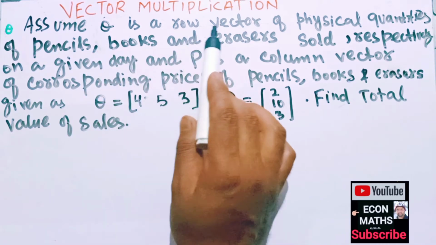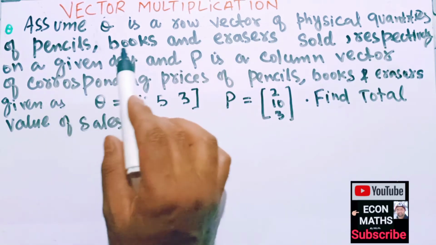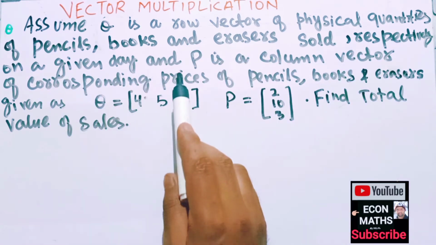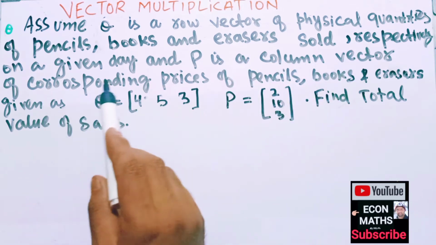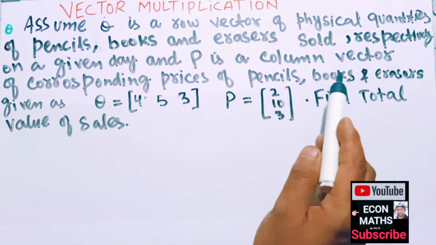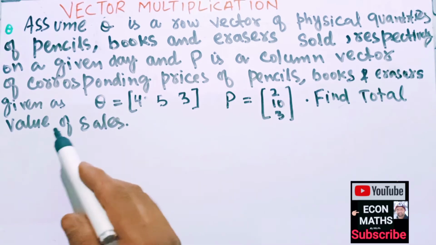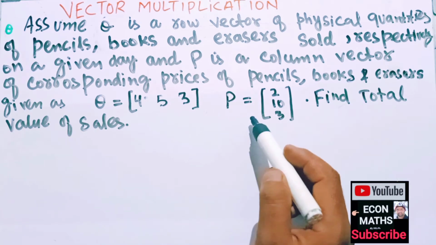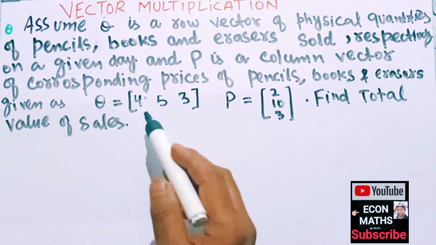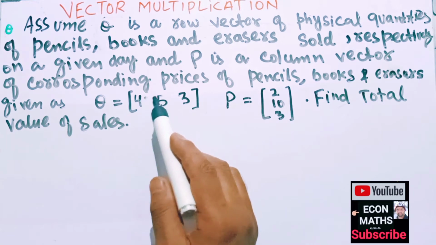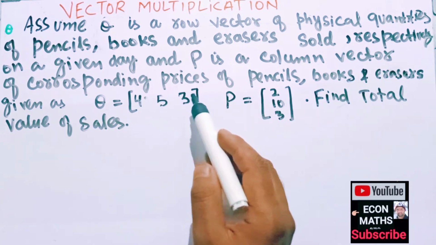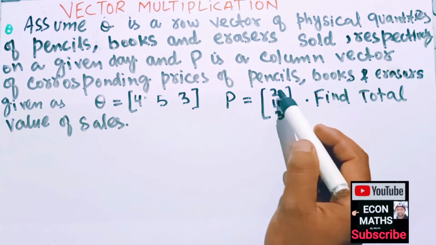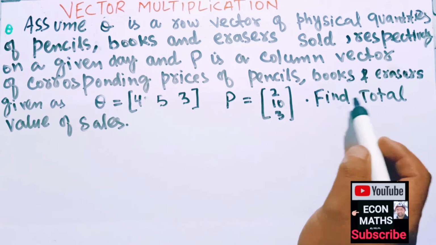Assume Q is a row vector of quantities of pencils, books and erasers sold respectively on a given day, and P is a column vector of corresponding prices of pencils, books and erasers, given as Q is 4, 5, 3, and P, that is the column vector, is 2, 10 and 3. These are the quantities of pencils, books and erasers sold, and these are the corresponding prices. Find the total value of sales.